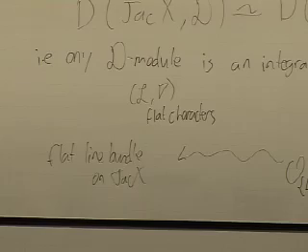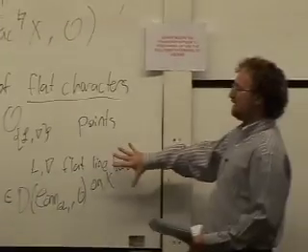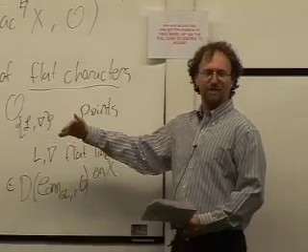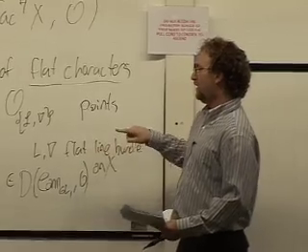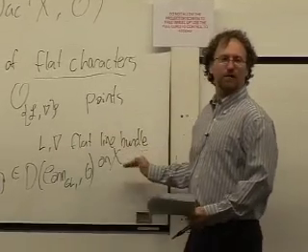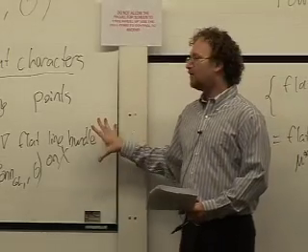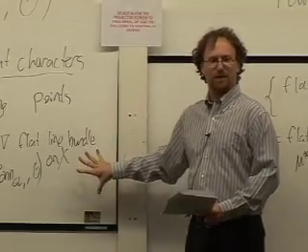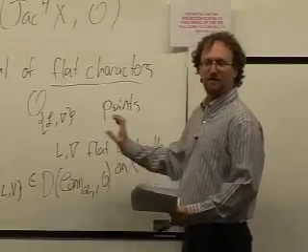So the flat line bundles on X give you these flat characters in the Jacobian, which we already knew. But this actually says that these things span, that any sheaf on the Jacobian, any D module on the Jacobian, can be decomposed in terms of flat line bundles on the Riemann surface. This is going to be the geometric Langlands correspondence in the non-abelian case. So when we get to geometric Langlands, it'll be exactly this statement said in a non-abelian way.